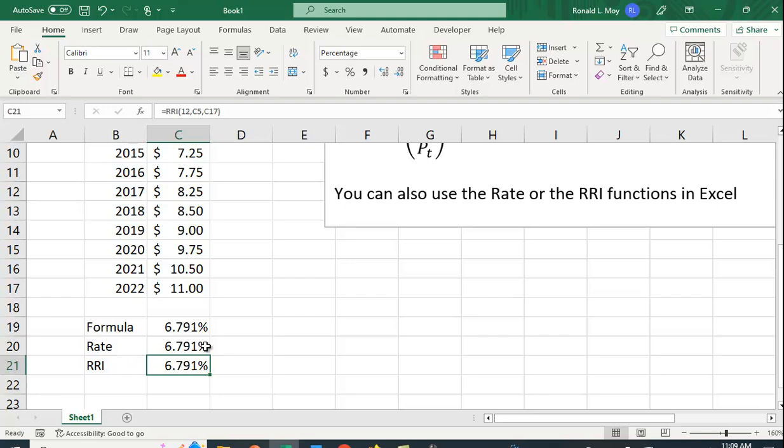All right, usually I use the RATE function because RATE is what you type in when you're doing present value, future value, and so I'm just used to using that. But the RRI function is nice because you don't have to worry about making sure that the present value is negative.